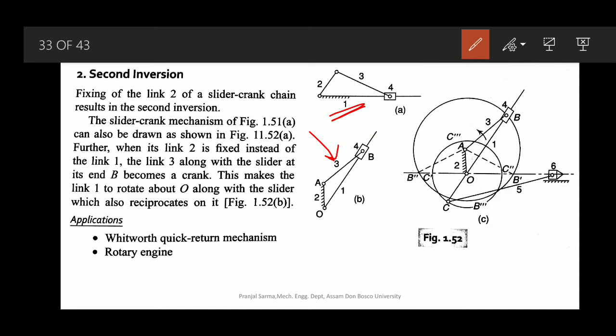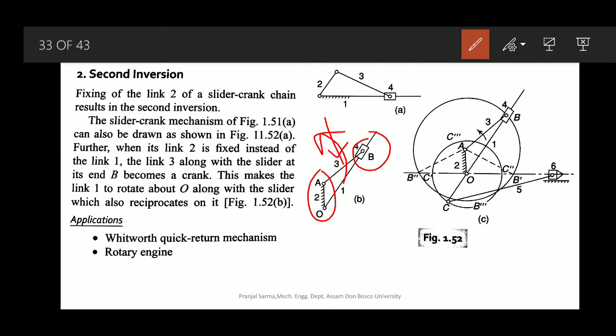Now, when link 2 is fixed instead of the previous link 1, then link 3, along with the slider at its end B, becomes a crank. As we have already fixed link 2, this link behaves like a crank, which means it can have rotational motion. At this end we have the slider.